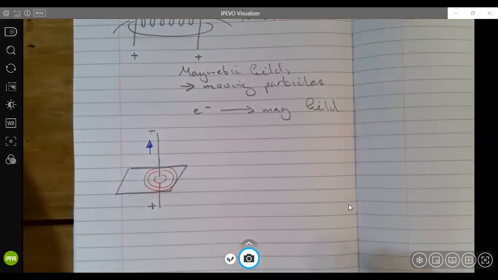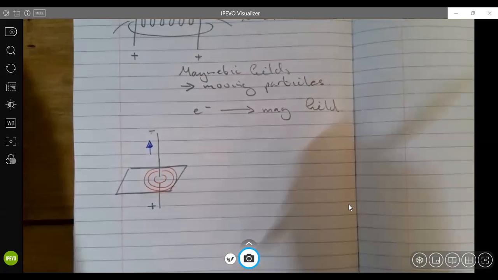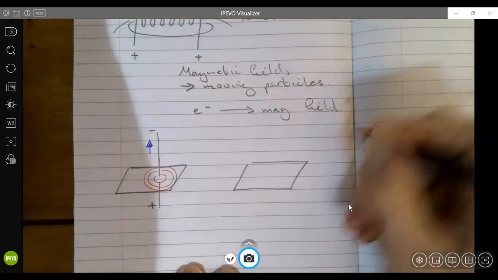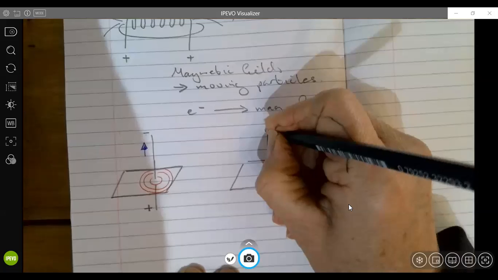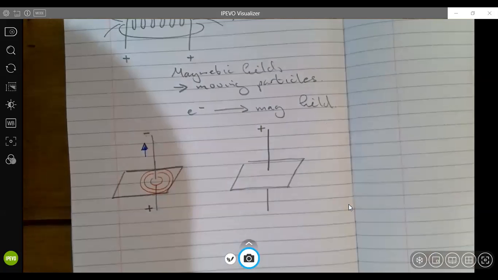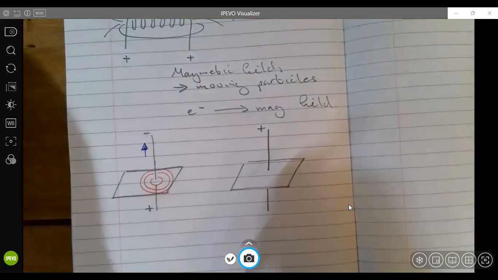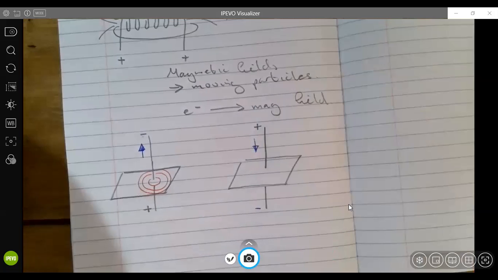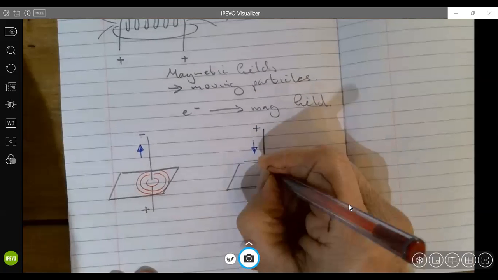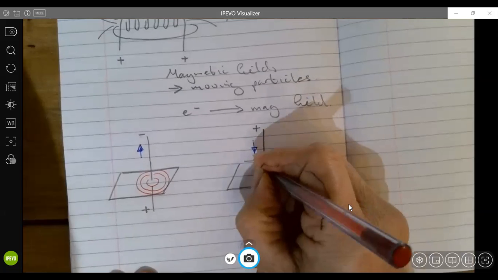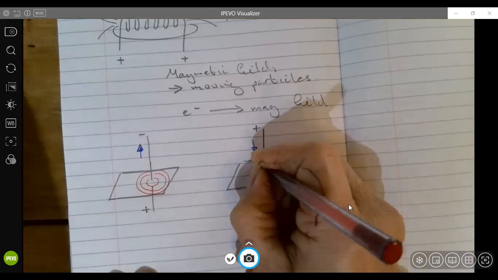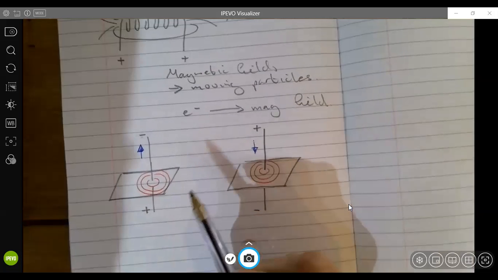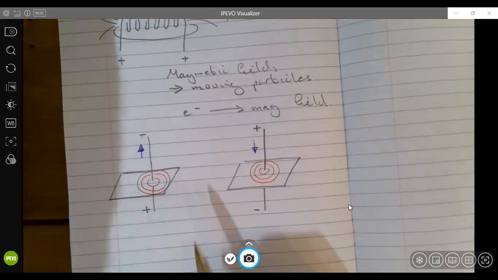Now, you can repeat this and have the current flow in the opposite direction. And again, if you sprinkled iron filings around it, you would see that they would form concentric circles, like so, and these would be at 90 degrees to the wire, perpendicular, if you like.